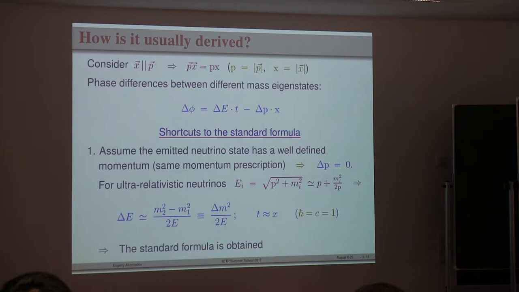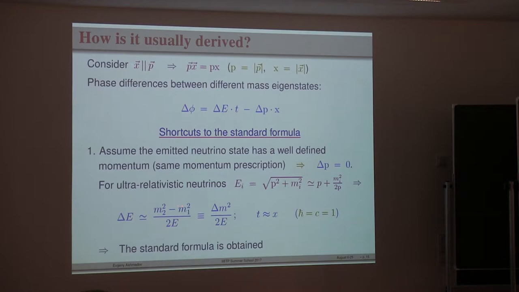Okay. Now, how then do we obtain the standard formula, which I already discussed? There are some shortcuts for this. We need to calculate the oscillation phase. So one simple possibility is to assume that neutrinos are produced with the same momentum. Of course, they have then different energies, because if they had both the same momentum and same energy, they would have the same mass. So if delta p is zero, then the energies can be found from this formula. And taking into account that we deal with relativistic neutrinos, we get this result. So the energy of neutrino mass eigenstate i is equal to p plus m_i squared over 2p. And then delta E, which enters into this formula, is just delta m squared divided by 2E.